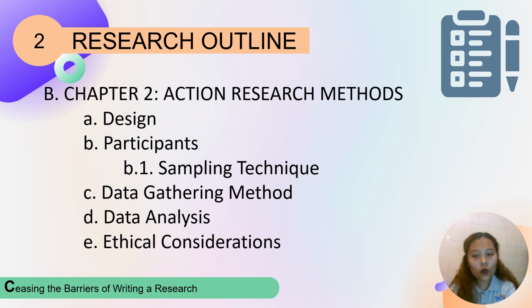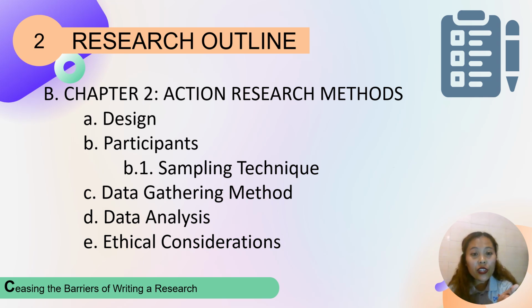Okay, so let's have a short recap. Again, chapter 1 has 3 parts. The first one is the context and rationale. The second one is the research question, in which you only have to answer 1 question. And then the third part is the intervention, strategy, or innovation. For chapter 2, we call it the action research methods. It should include the research design, the participants, including the sampling technique, data gathering method, data analysis, and ethical considerations.